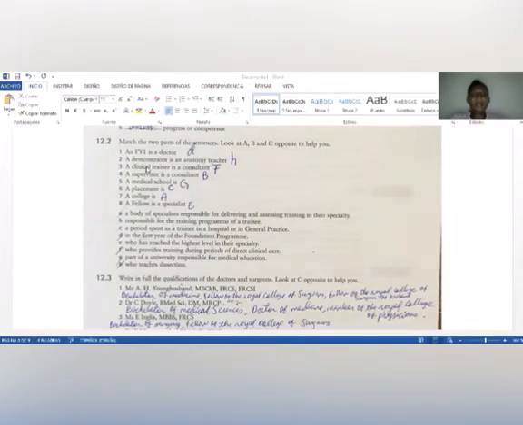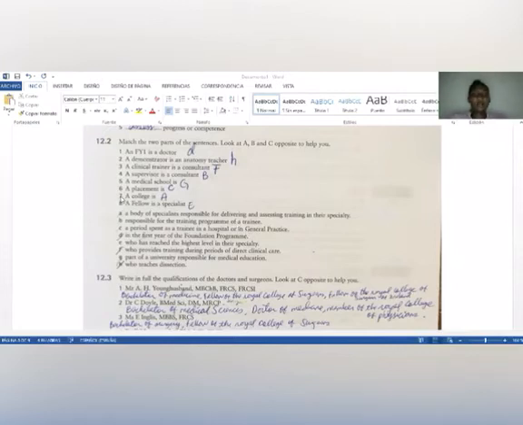Number 3, a clinical trainer is a consultant, letter F, who provides training during periods of direct clinical care. Number 5, a medical school is, letter G, part of a university responsible for medical education. Number 6, a placement is, letter C, a period spent as a trainee in a hospital or in general practice.